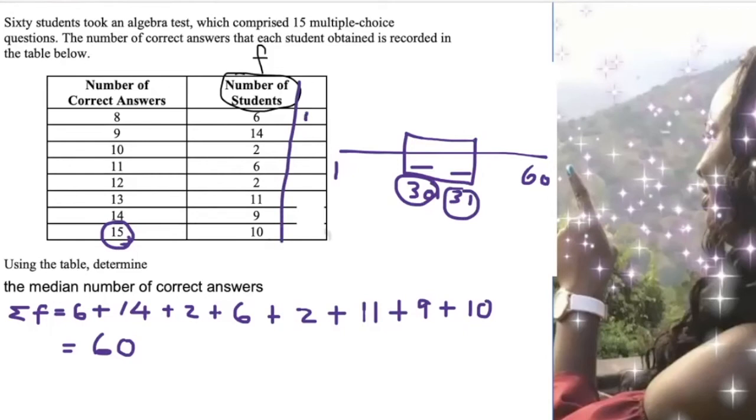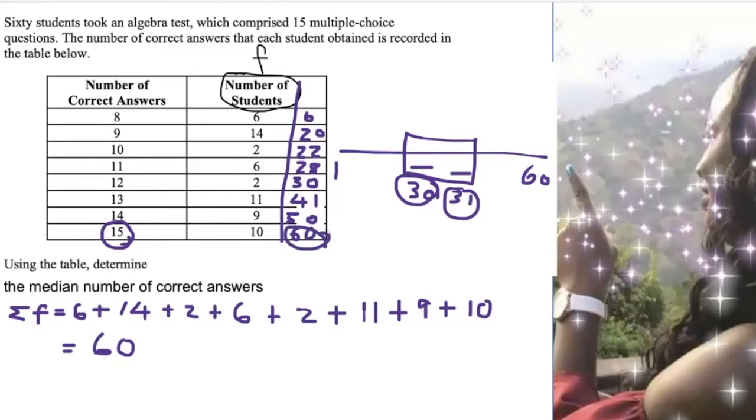So to do this, I'll have my 6, then I'll add 6 plus 14, that will give me 20. Then I add 20 plus 2, that will give me 22. Then 22 plus 6, that gives me 28. 28 plus 2, that's 30. And 30 plus 11, that gives me 41. 41 plus 9, that gives me 50. And 50 plus 10, that's 60. So the last number will always give you the total, which is the cumulative frequency.